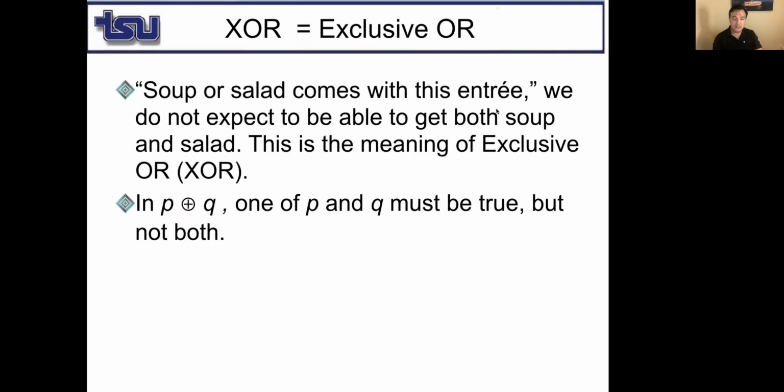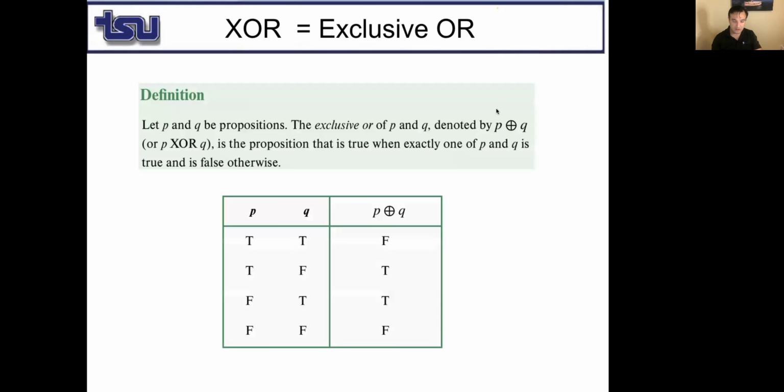So P exclusive OR Q means the compound statement, if you have this, R is equal to P exclusive OR Q. If this is true, the compound statement is true. But if both of them are false, obviously that's going to be false. So that is here the truth table.